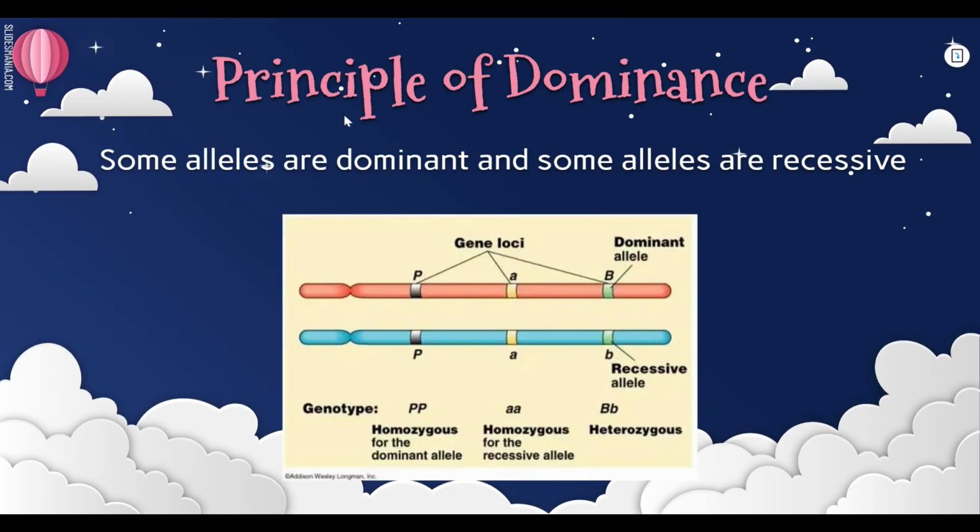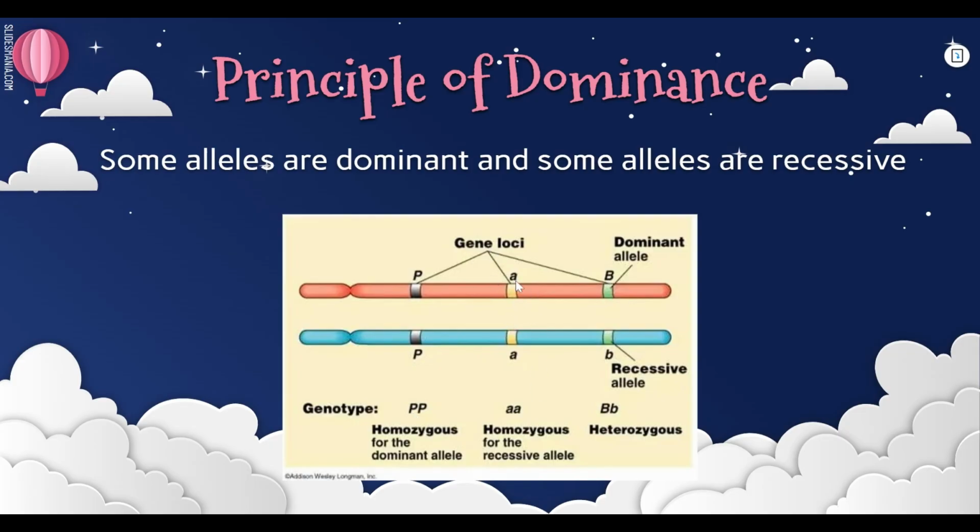So the principle of dominance. Some alleles are dominant and some alleles are recessive, and that's what we're talking about, right? And the dominant one is usually represented with a capital letter, and the recessive one is usually represented by a lowercase letter, right? So these first genes right here, you see there is a big P and a big P, right? So if they're the same, they are homo. If they are capital, they are dominant. So homozygous dominant, right, for the dominant allele. So the genotype is homozygous dominant.